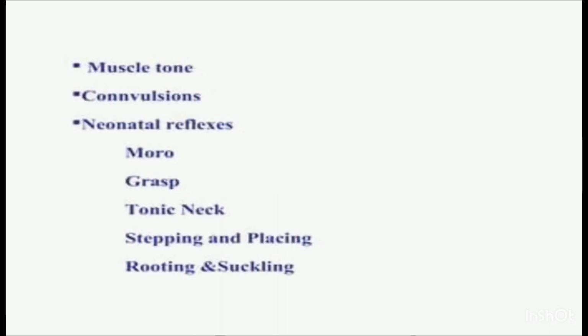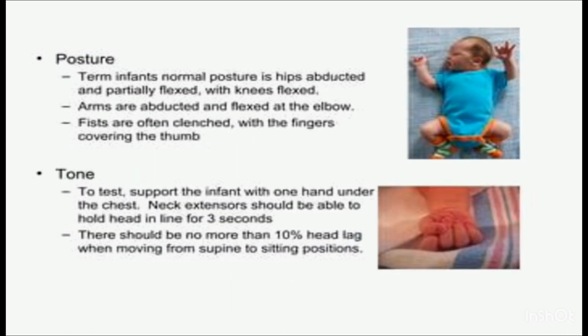Next is neurological examination. In neurological examination, muscle tone, convulsions, and neonatal reflexes like Moro's reflex, grasp, tonic neck, stepping and placing, rooting and suckling reflex are examined. First is posture. In a term infant, normal posture is hips abducted and partially flexed with knees flexed. Arms are abducted and flexed at the elbow. Fists are often clenched with the fingers covering the thumb.